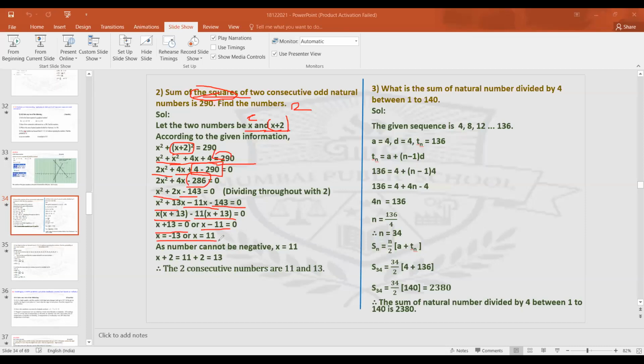11. Yes, very good, beta. So you're going to consider x as 11. So the other number is 11 plus 2, that is 13. So the two numbers are 11 and 13. Is this clear, beta? Yes, sir. Thank you.